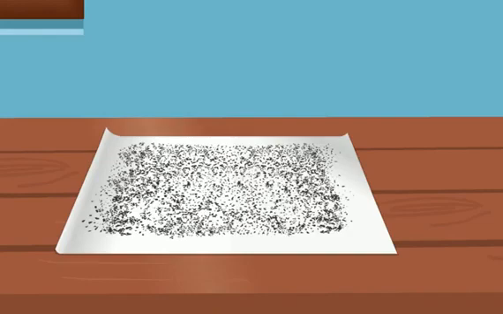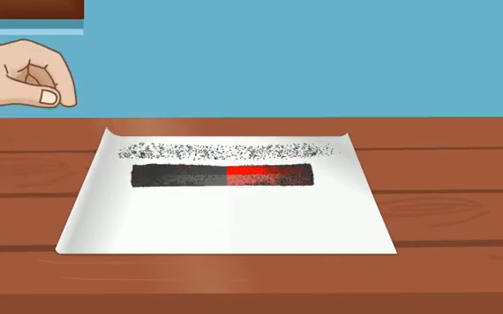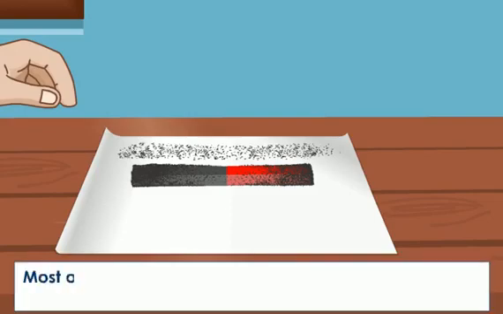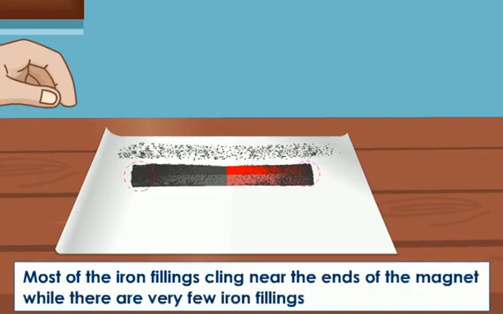Students, now let us perform some activities. Here is the first activity of this lesson. To perform this activity, spread out some iron fillings. Or if you don't have any, you can spread some common pins on a piece of paper. Now roll a bar magnet on the pins. What do you observe? You will find that most of the iron fillings cling near the ends of the magnet, isn't it? While there are very few iron fillings, or if you're using the pins, there are very few pins at the middle.